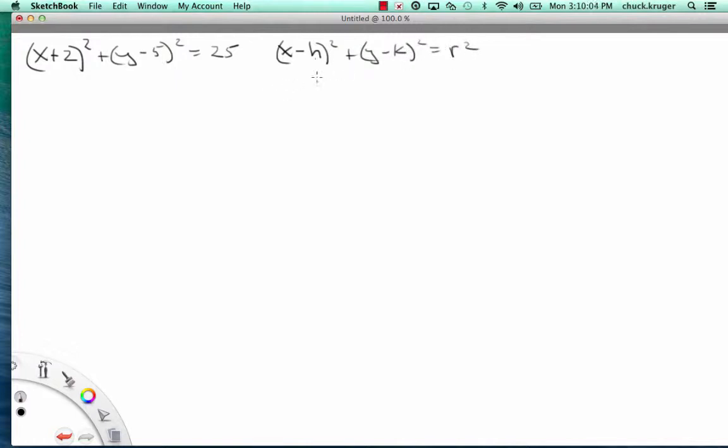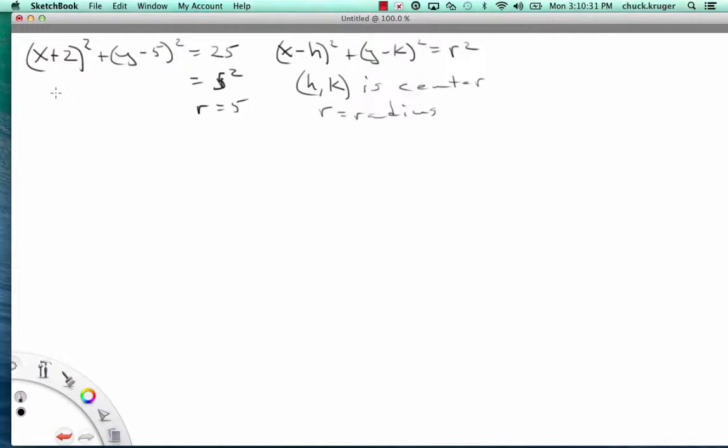So h and k, that ordered pair (h, k), is the center, and r is my radius. So the square root of this right here is going to be 5 squared. So my radius is equal to 5.